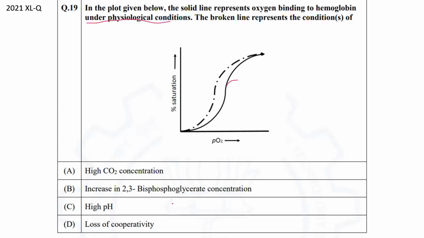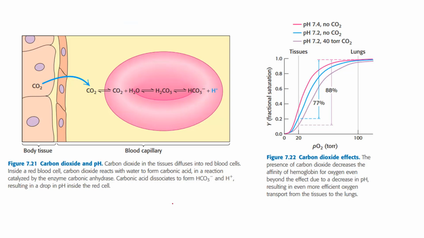So first is CO2 concentration. What happens is that from the body tissue, CO2 passes on to the RBC membrane, and here it combines with water to form carbonic acid, which again breaks down to form HCO3 minus, that is bicarbonate ion, and hydrogen ion. The increase in hydrogen ion concentration will lower the pH. So the pH will decrease.